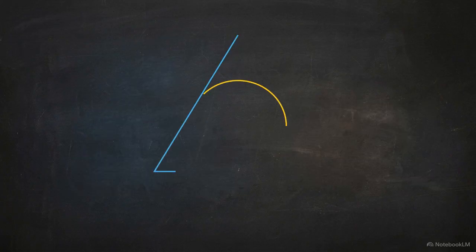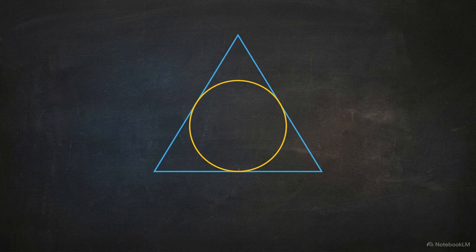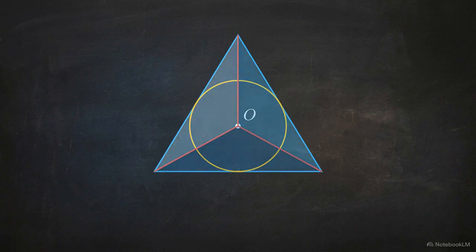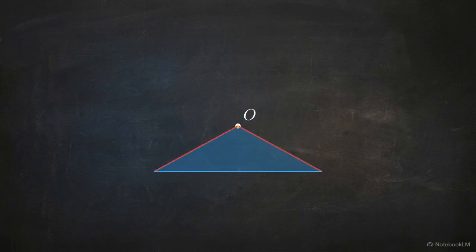Bring back the inscribed circle. To find its radius, we need to shift our perspective and look at the triangle from the inside out, starting directly from the center point O. If we draw straight lines from that center point out to the 3 outer corners, we fracture the large shape into 3 distinct internal wedges. Isolate just the bottom wedge.